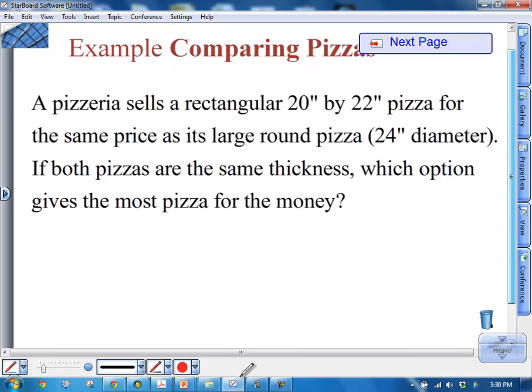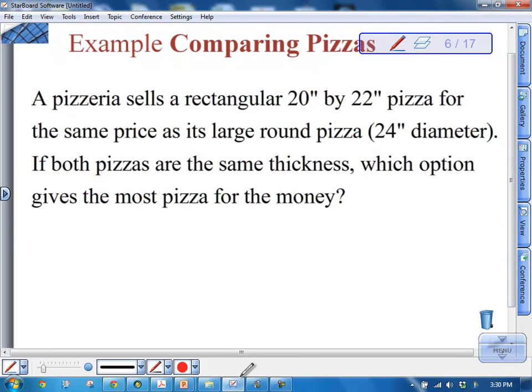Let's set up a mathematical model to solve this example then. A pizza place sells a rectangular pizza, 20 inch by 22 inch, for the same price as a round pizza with a 24-inch diameter. If both pieces are the same thickness, which option gives the most pizza for the money? So what we're looking at is area per cost. We want to buy the pizza that gives us the bigger area per cost ratio.